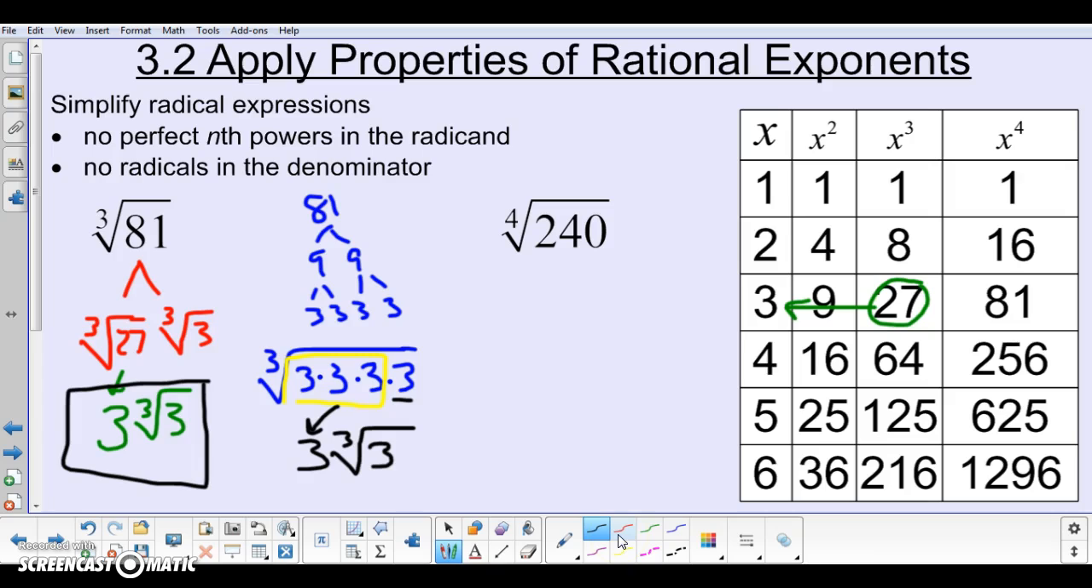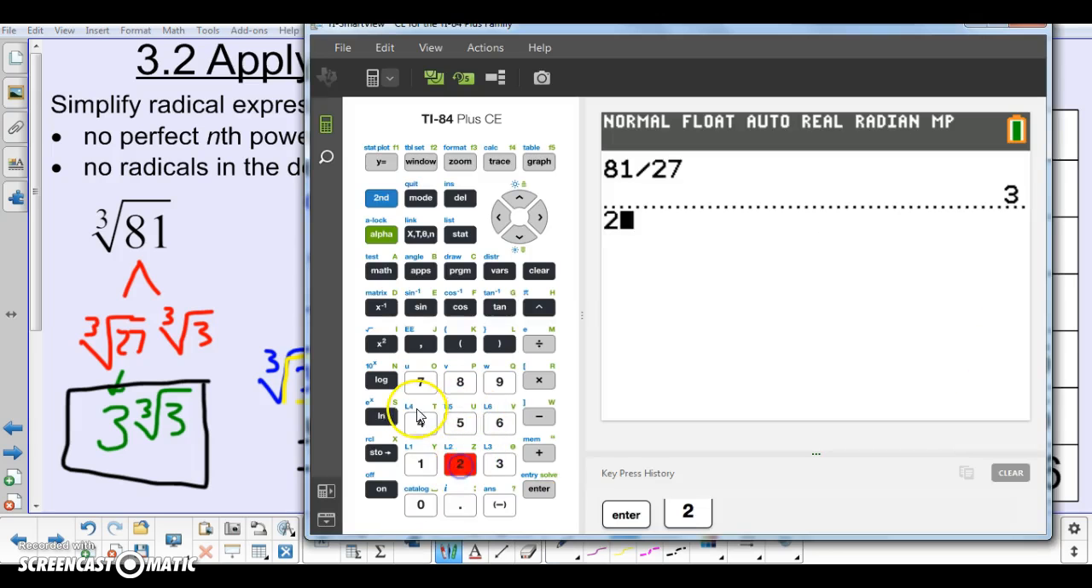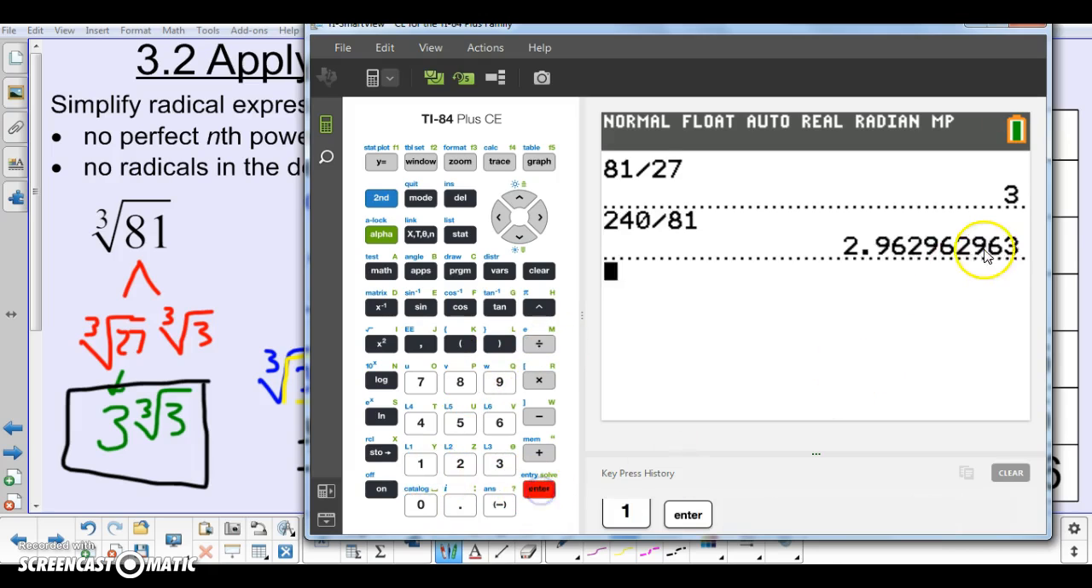Let's do that with the fourth root of 240. Using method 1, I would look for a perfect fourth power. So from this list, which of these goes into 240? Well, 256 is off my list. Maybe 81 if I get really lucky. I could always try it. Doesn't hurt. Take 240 divided by 81. And no, I get a decimal.